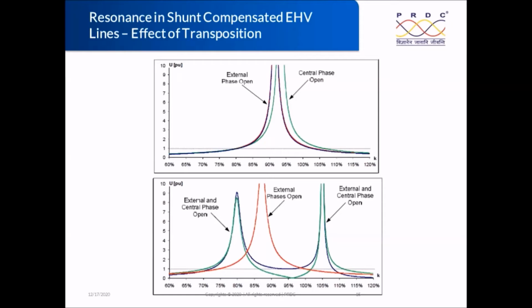So in practical cases, definitely no line is ideally transposed. Generally, we'll be having section-wise transposition, or maybe selected locations where we have the transposition points. So definitely it will be having the main impact.